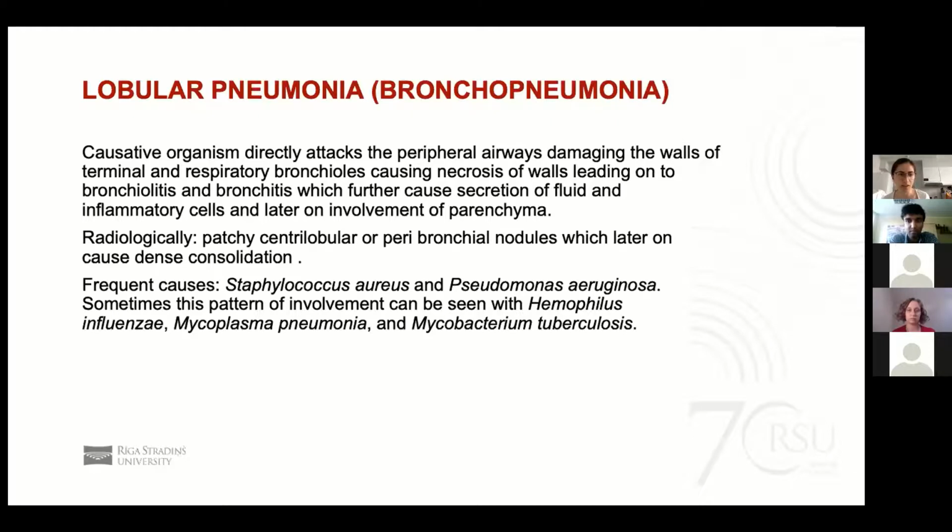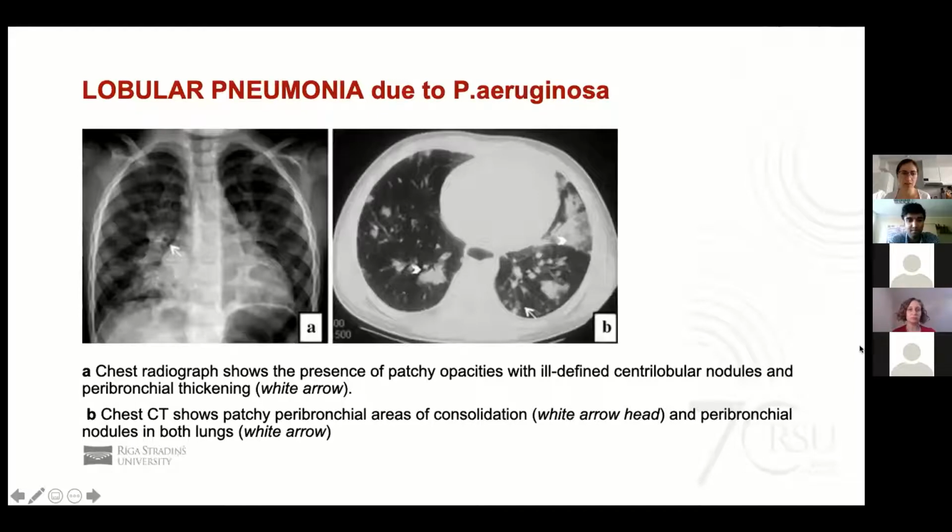lung area. And in the radiographs, you can see patchy centrilobular or peribronchial nodules. Nodules are basically solid masses, which later on cause dense consolidation, which will be seen as a blurry whitish grayish area. The frequent causes of this phenomenon are Staphylococcus aureus and Pseudomonas aeruginosa, and this pattern could also involve Haemophilus influenzae, Mycoplasma pneumoniae, and Mycobacterium tuberculosis. And here we have an example caused by Pseudomonas aeruginosa.